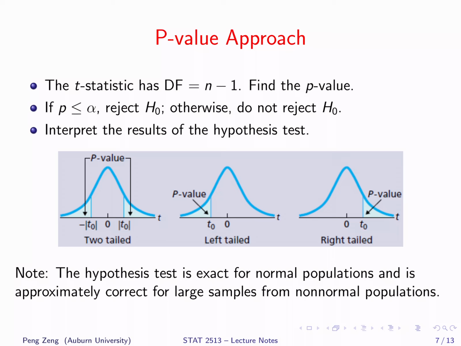If the p-value is less than significance level alpha, we reject H0. Otherwise, we do not reject H0. Last, make sure to interpret the results of the hypothesis test. Note that the hypothesis test is exact for normal population and is approximately correct for large samples from non-normal populations. For non-normal populations, because of the central limit theorem, D bar approximately follows a normal distribution. Therefore, we can still use this t-test.